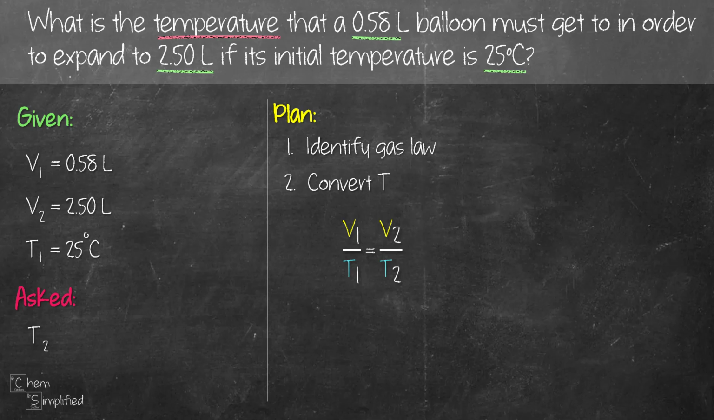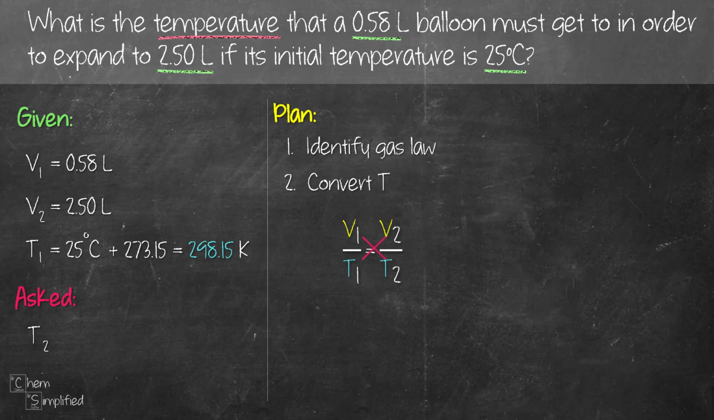Now the temperature that we're given is in degrees Celsius. So we need to first convert it into Kelvin. So to convert the temperature, we add 273.15 and that gives us 298.15 for T1. Now we can plug it in. Now the question asks us to find T2. So let's rearrange the formula a little bit so that we can solve for T2.